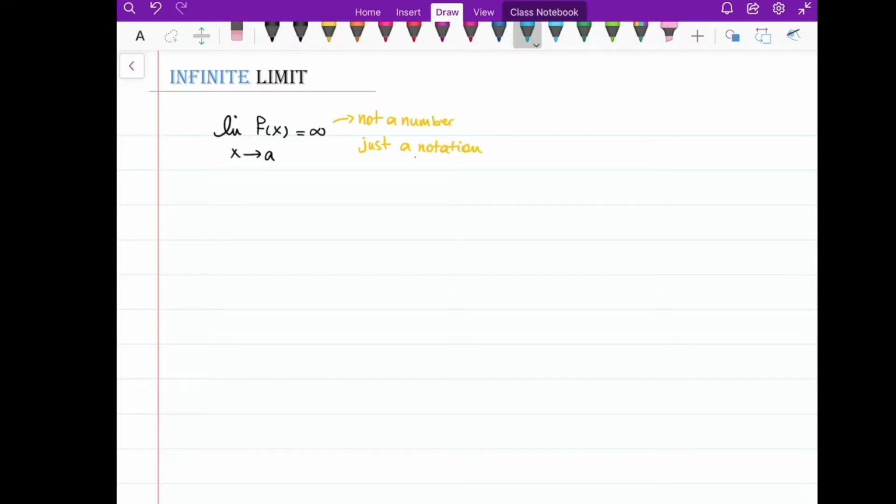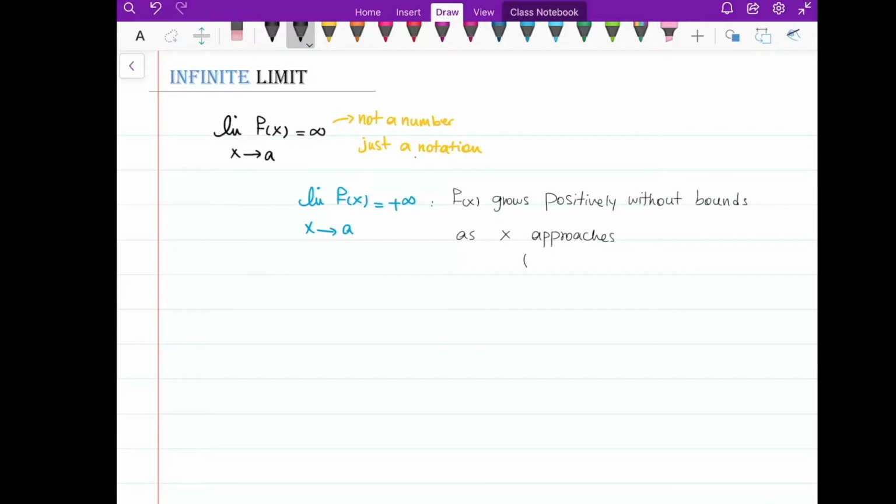For example, we can say that the limit of f of x as x goes to a point a equals positive infinity. What does that mean? It means that f of x grows positively without bounds as x approaches, but is not actually equal to, a.